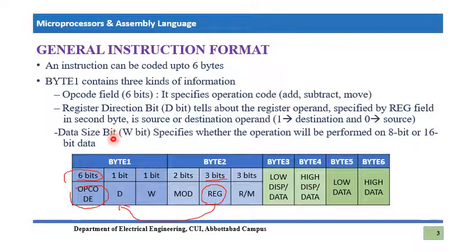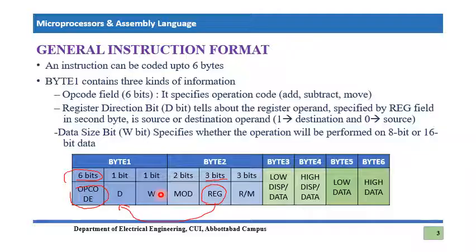The next thing is the data size bit, that is the w bit. It specifies the size of the operation, whether the operation will be 8-bit or 16-bit. When we were learning about addressing modes, we came to know that it is quite possible that an assembly instruction is performing only 8 bits of operation or 16 bits of operation.